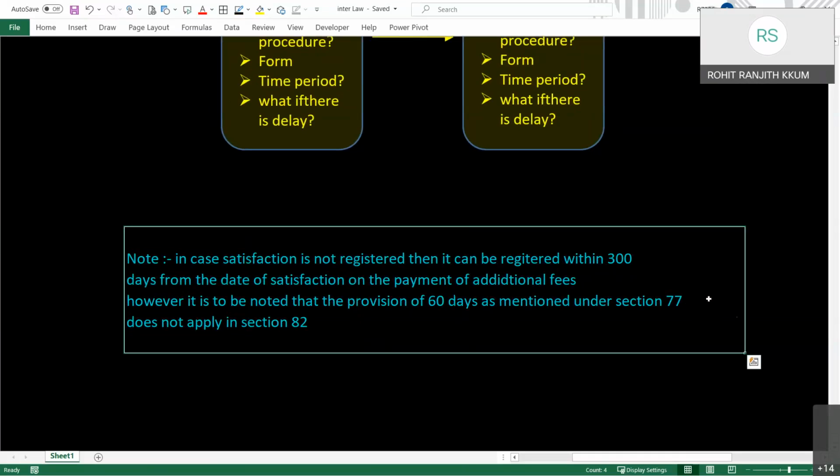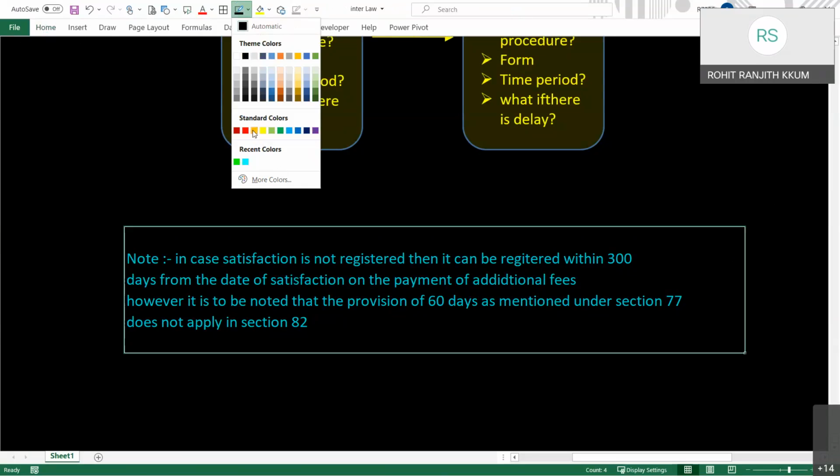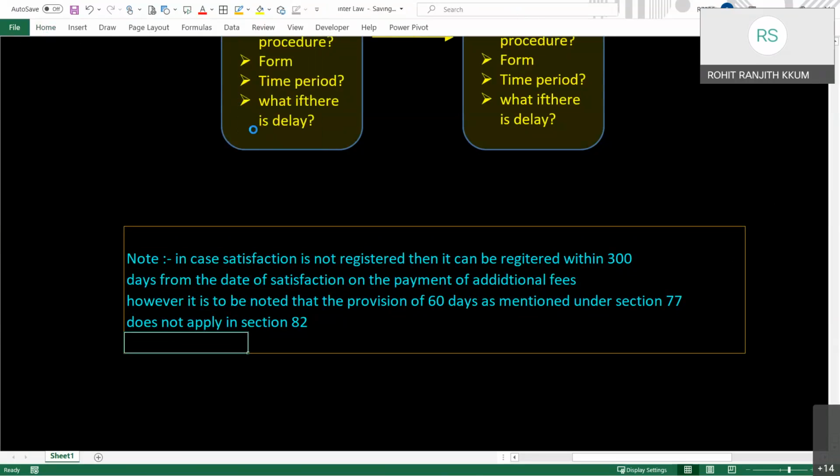So they also understand that as it is applicable for registration and for modification, it is the same applicable for satisfaction, but that is wrong. Look, the 60 days provision is not applicable to satisfaction, that is, to section 82. So only the within 300 days point is applicable. The 60 days amendment is not applicable here. All right, that's why this note becomes important to remember. I hope it is clear to all of you. Hello? I hope it is clear to all of you. Okay, why is it there? Obviously, satisfaction means it is good for both the parties, so they should try to do it.